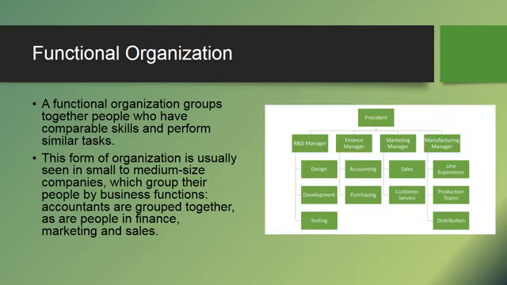A functional organization groups together people who have comparable skills and perform similar tasks. This form of organization is usually seen in small to medium-sized companies, which group their people by business functions. Accountants are put together, as are the finance people, the marketing and sales people, and so on.